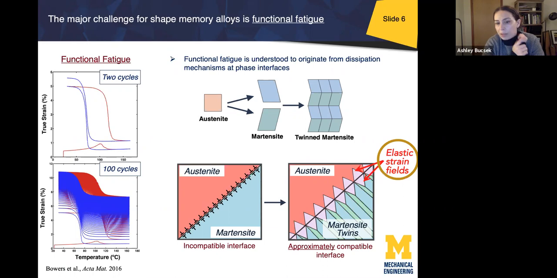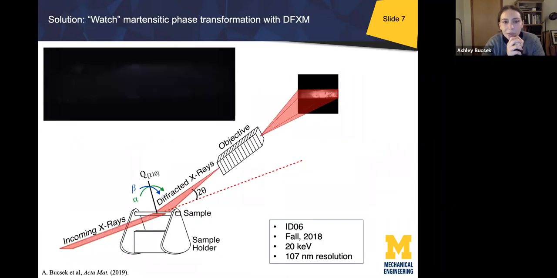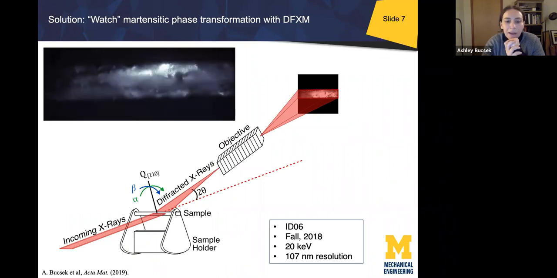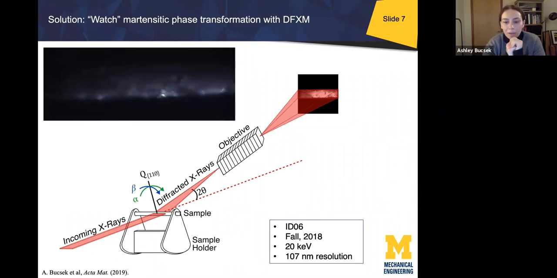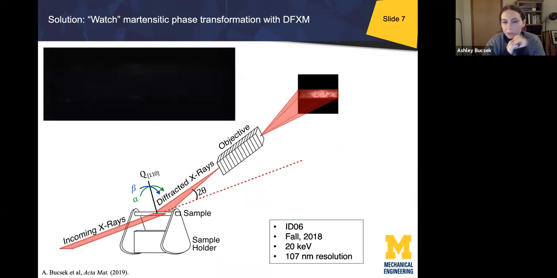So this is what we wanted to measure here, these elastic strain fields. They haven't really been looked at experimentally, and definitely not in situ. So in 2018, I took some nickel titanium single crystals to the ESRF, and we measured them using dark field. This was at 20 keV, so we had about 107 nanometer spatial resolution.